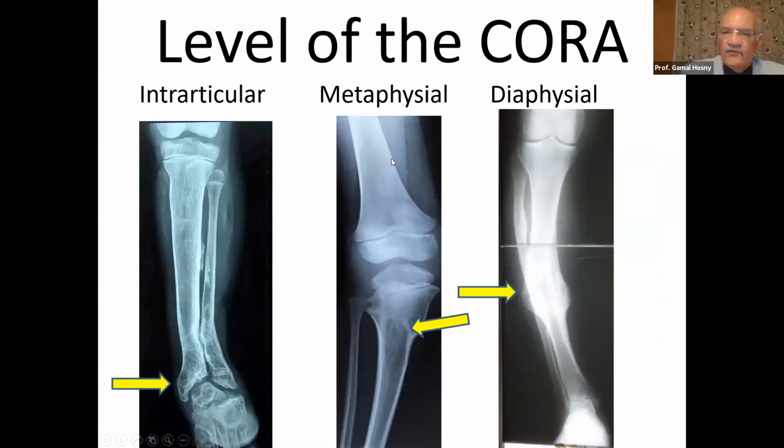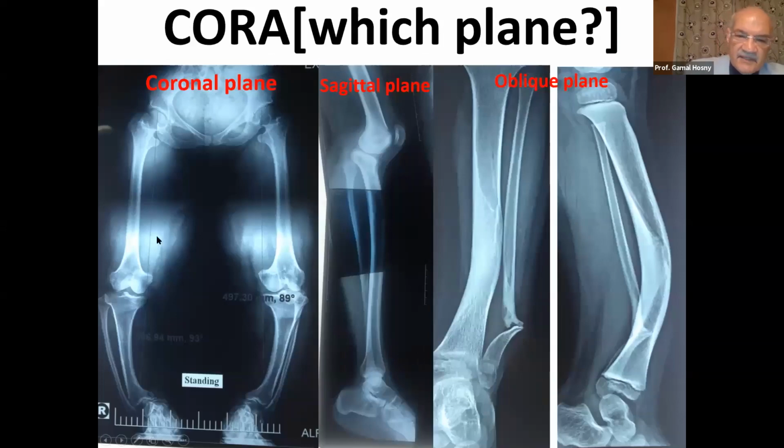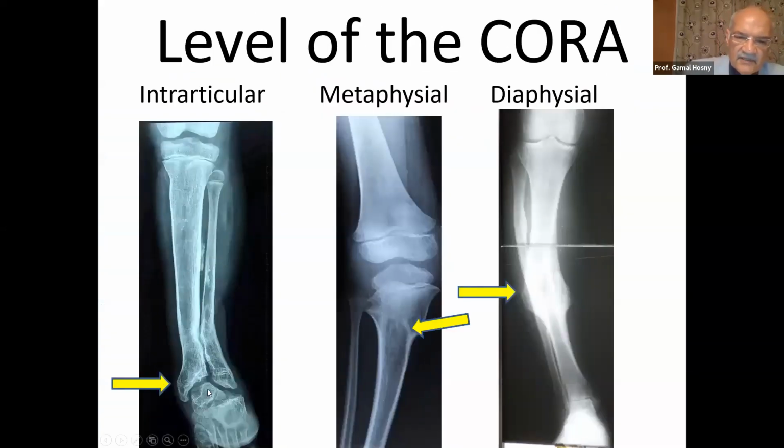What is the level of the CORA or the apex of the deformity? The apex of the deformity can be inside the joint, like here, it's inside the ankle itself, or in the metaphysis, or in the diaphysis. This is the obvious CORA. You can see it looks like an apex of the deformity.